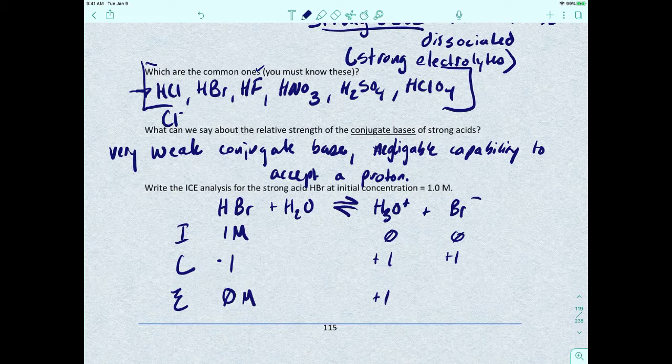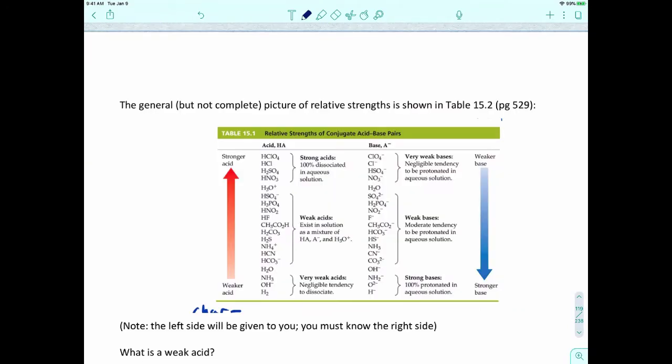And it's all going to be H3O+, and it's going to be Br-. Okay, so that's something with strong acids. They're going to completely dissociate, and so at equilibrium, there should be pretty much no reactant left. All right. Okay, so here we're looking at a table that gives us a picture of relative strengths of acids.